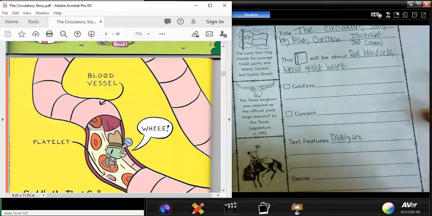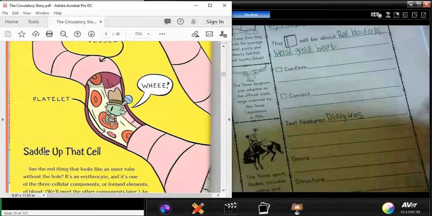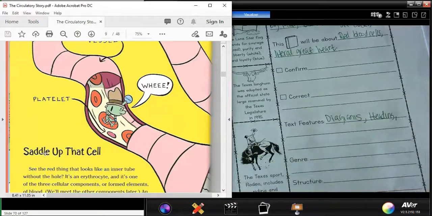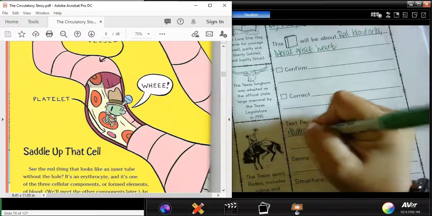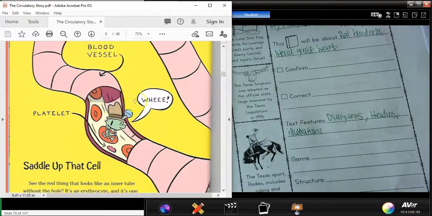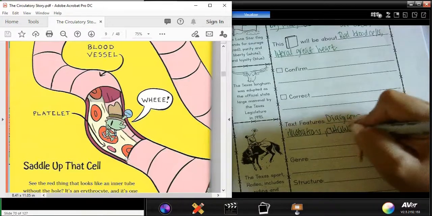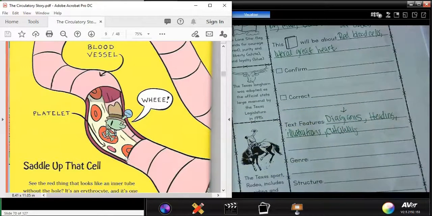So it has diagrams. It has, what is this called, boys and girls? Saddle up that cell. A heading. So good job if you said heading. It also has, this little green creature is called what? Illustrations. But if I can see inside of the blood vessel, it's called what? It's a cutaway. So go ahead and write that, cutaway. Remember, if we can see the inside, it's a cutaway. When it is like this and it tells me what it is, it's a diagram.